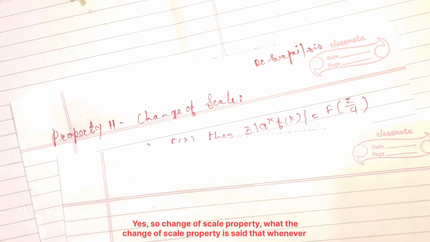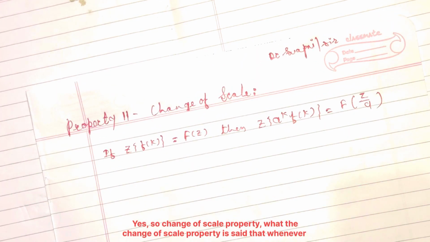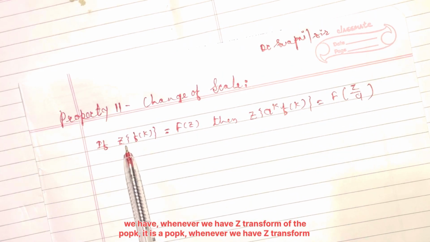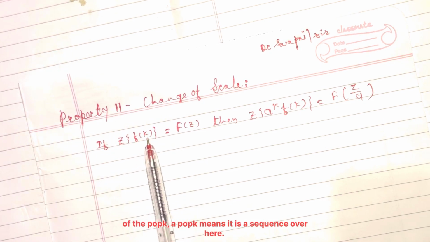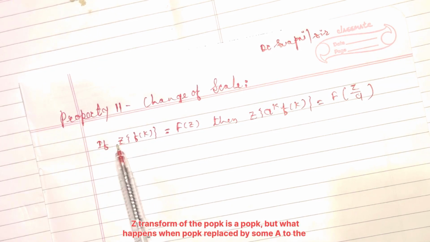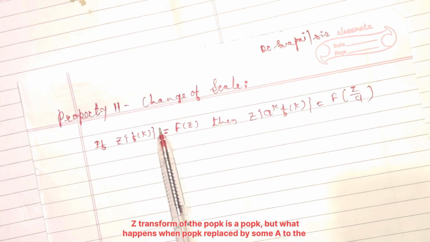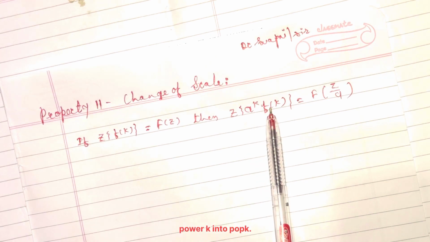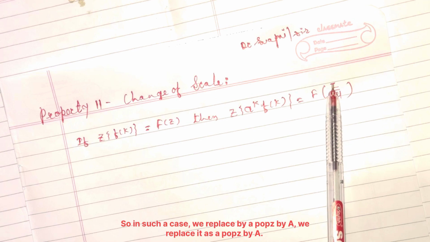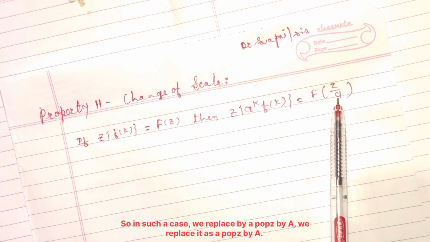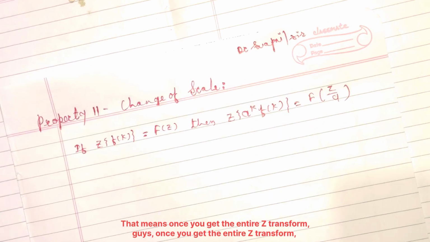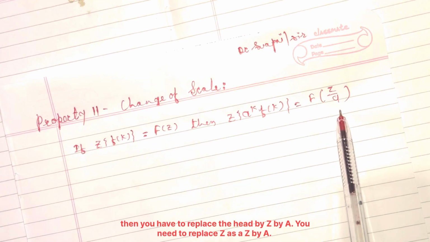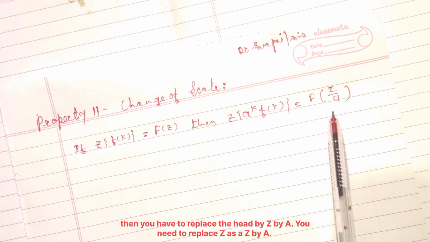The change of scale property says that whenever we have the Z transform of f of k, which is a sequence, it is F of z. But what happens when f of k is replaced by a to the power k into f of k? In such a case, we replace F of z by F of z by a. That means once you get the entire Z transform, you have to replace z by z by a.